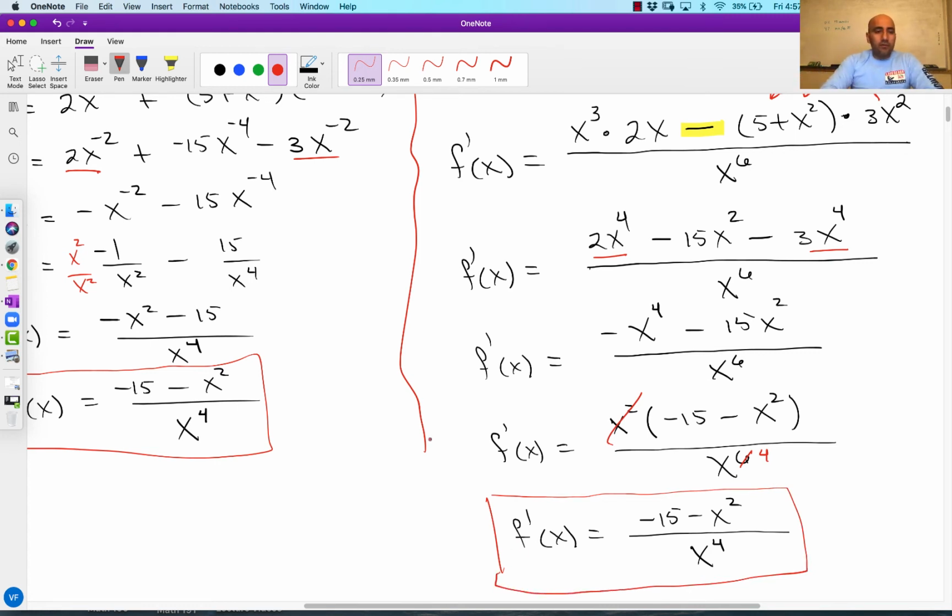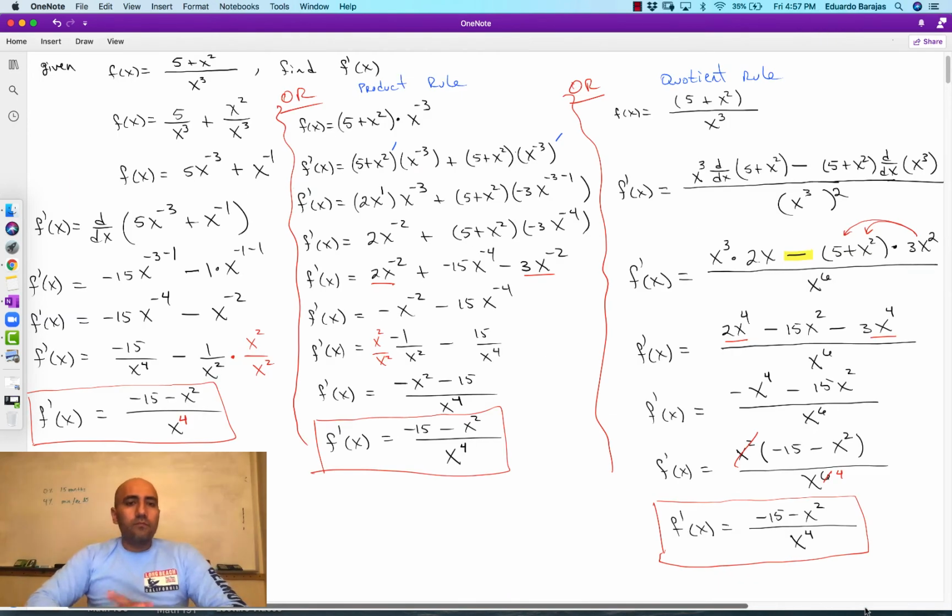Okay, so let's zoom out and take a look at all of them. Okay, so here we go. We have 3 different ways of solving this particular question. We were given this rational function, f of x equals 5 plus x squared divided by x to the power of 3. And we have 3 different ways to solve this one. We separated it into 2 separate fractions for the first one, and then each one of those simplified. We can use our power rule. So that's a perfectly good way to do it. Another way is to convert it into the product rule and use that. And then now we have the quotient rule, 3 different ways.